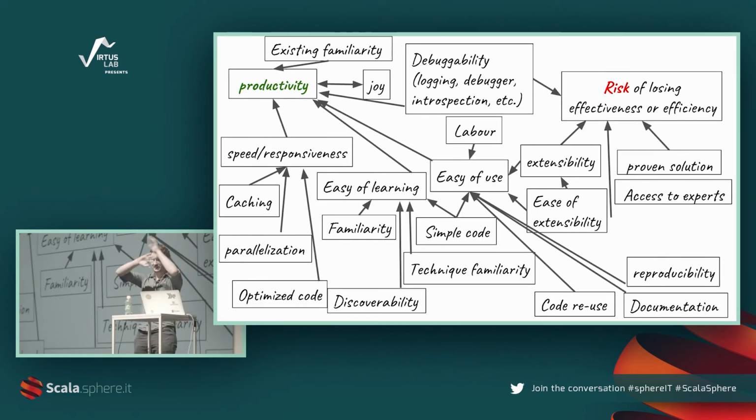So there's this whole large web of different things that people care about, and they're all interconnected. I don't know, ease of learning, parallelization, caching, productivity, access to experts, and every design choice we make affects one of these things, and sometimes several.